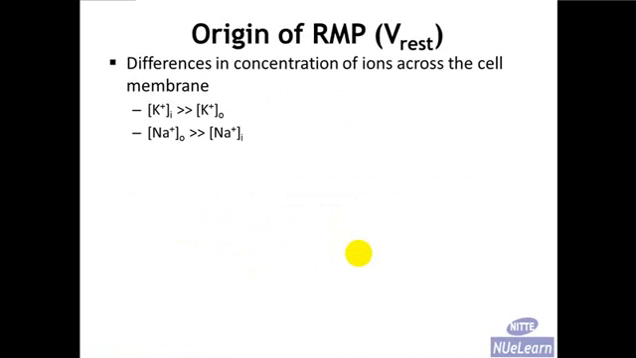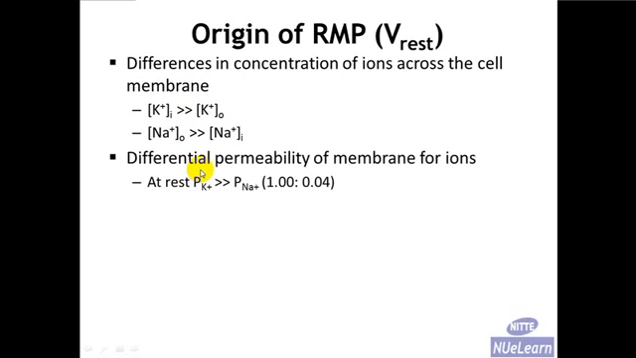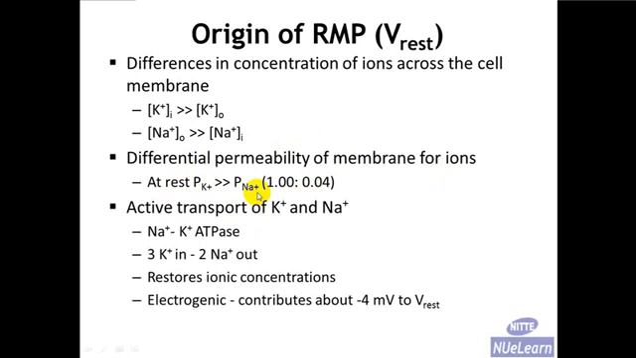So to summarize, the origin of resting membrane potentials can be attributed to three factors. One is the differences in the concentration of ions across the cell membrane. Now we know that the intracellular concentration of potassium is much greater than the extracellular concentration of potassium. Here I stands for inside and O stands for outside, whereas the concentration of sodium outside is much greater than that inside. The second point, of course, is the differential permeability of the membrane for the ions. And at rest, the permeability of the membrane to potassium is far greater than the permeability to sodium.